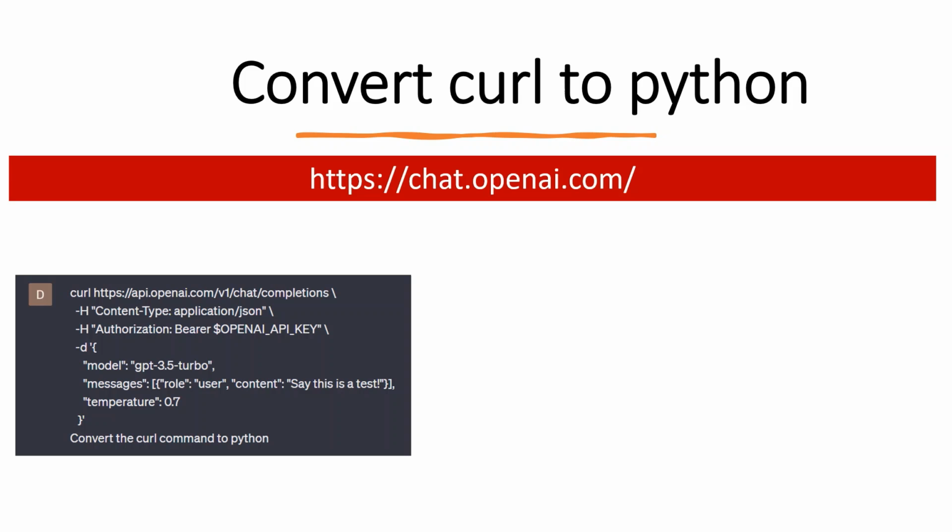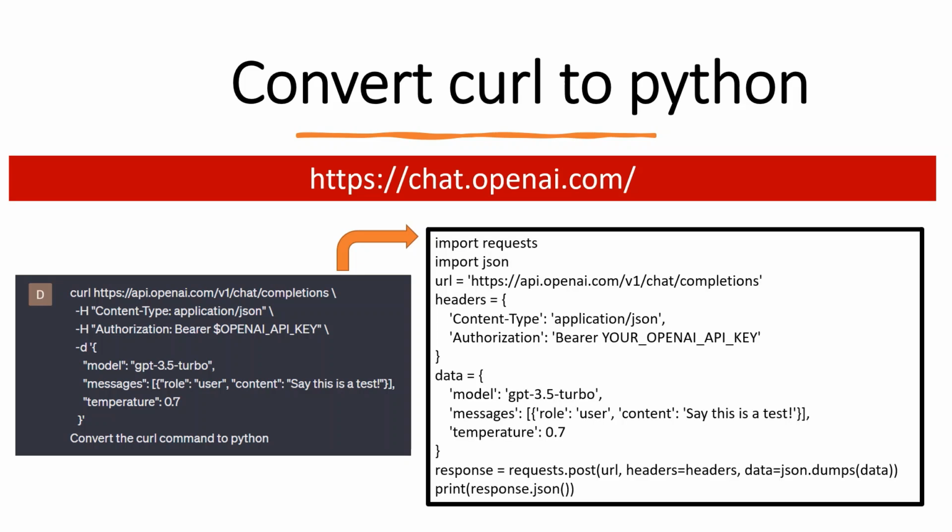Let's paste the curl command in the ChatGPT interface. Please note I have opened chat.openai.com and in the interface I paste the curl command and I give the prompt, convert the curl command to Python. We get a corresponding Python script which uses the requests library, which allows us to send HTTP requests easily.